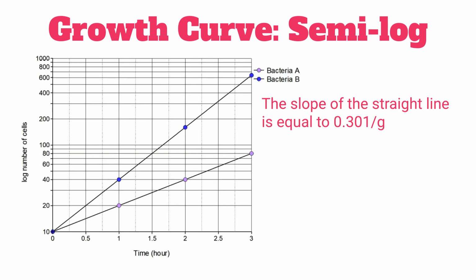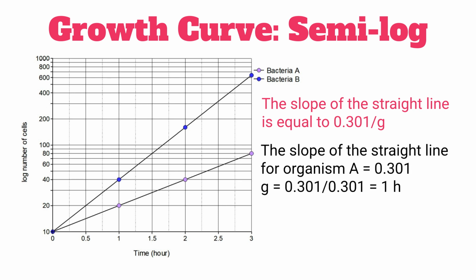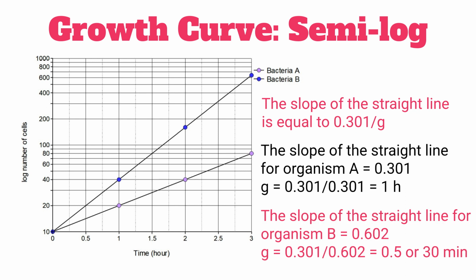Now the second way: here G is 0.301 divided by the slope of the straight line. If the slope of the straight line is provided, you can easily calculate G. Let's check. For organism A, the slope is 0.301 and for organism B, the slope is 0.602. So for A, G is 1 hour or 60 minutes and for organism B, G is 0.5 hour or 30 minutes.